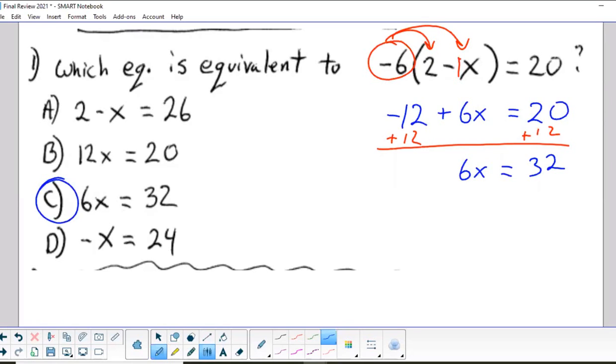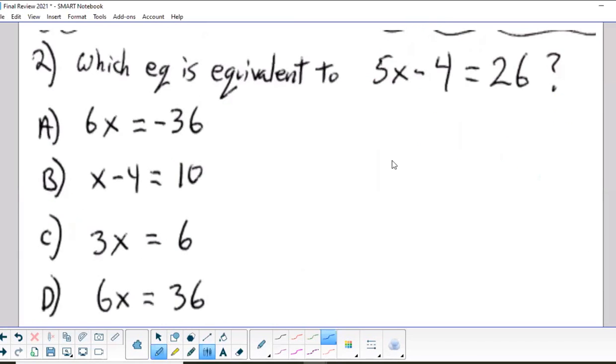All right, here's our next problem. Now, sometimes it works this way. Sometimes you have to work out the whole problem. Okay, what do I do? This one wants to know the same thing. Which one's equivalent? Okay, so what do I do first to the problem on the right? Say again? Add 4. Okay.